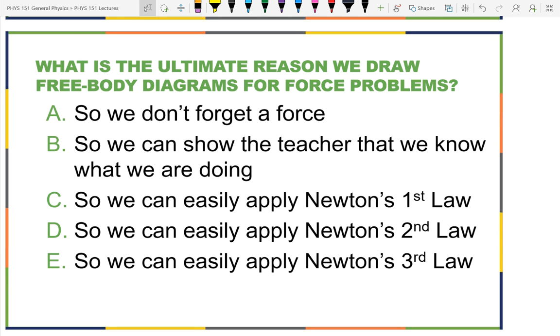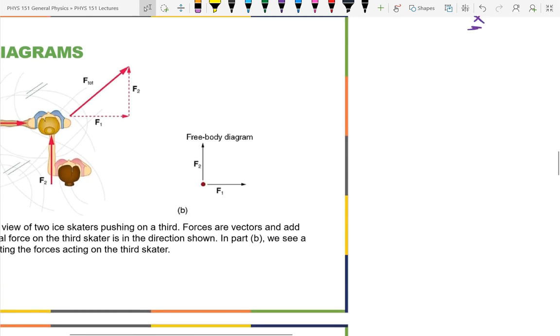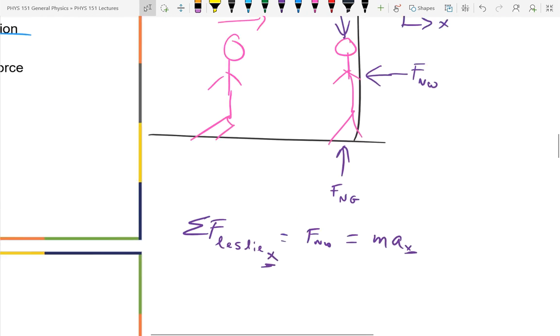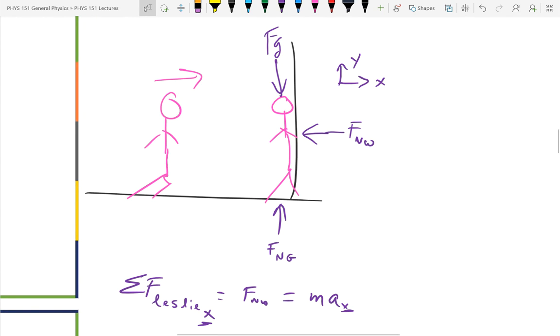We draw the free body diagrams. They're so important because we want to apply Newton's second law. Newton's second law: the sum of the forces is equal to mass times acceleration. You saw when I was talking about Leslie, that's exactly what I did. I drew the free body diagram so I could identify the forces to put into Newton's second law. That's the reason for a free body diagram.